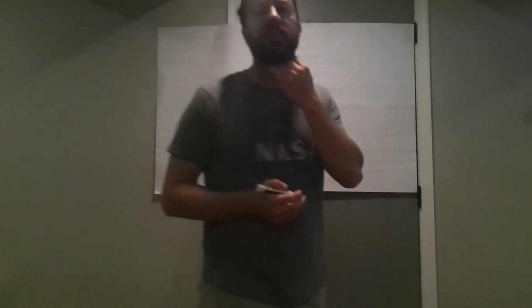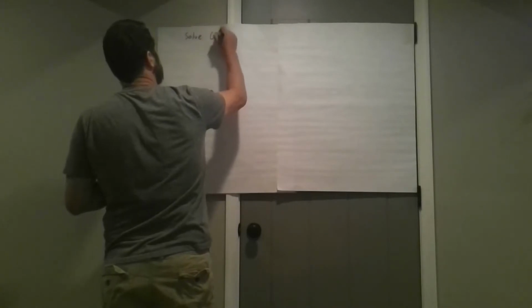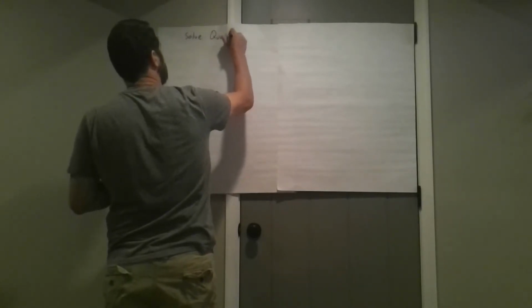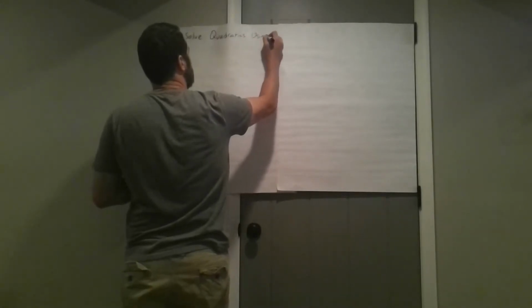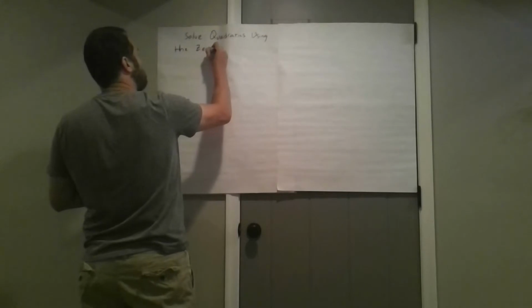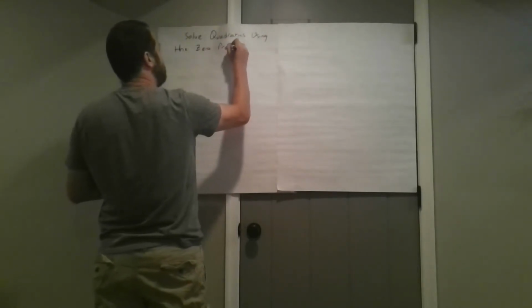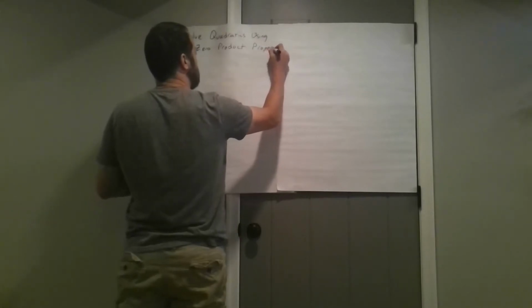So we're going to continue solving quadratic equations today, and we're going to solve quadratics using something called the zero product property.